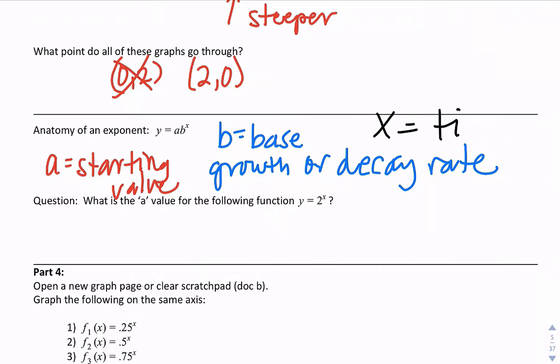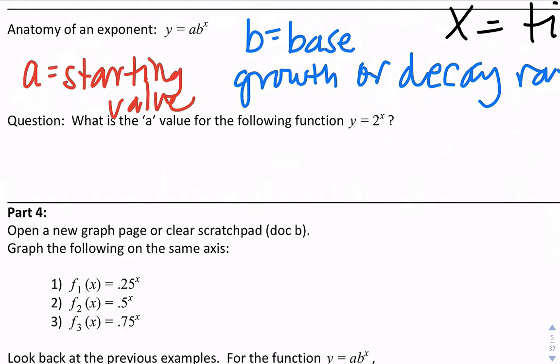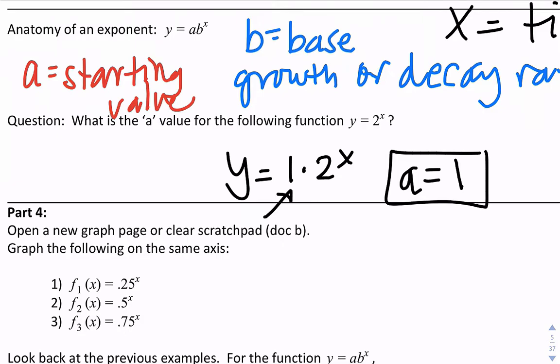Okay, so question. What is the a value for the following function y equals 2 to the x? And so we see what the base is. The base is that 2, the growth rate of 2, doubling every time. So if you don't see a number in front, there is an invisible 1 there. So here a is 1. So here the starting value is 1. It's like the original problem. We start with 1 cell and double it every day. And that's what it would look like.